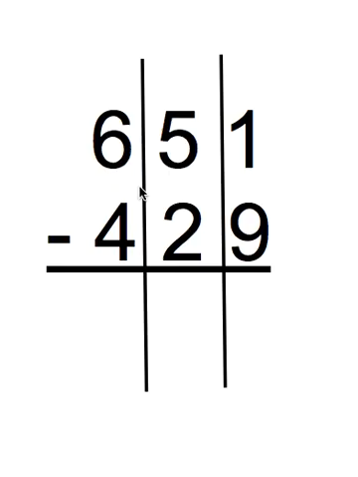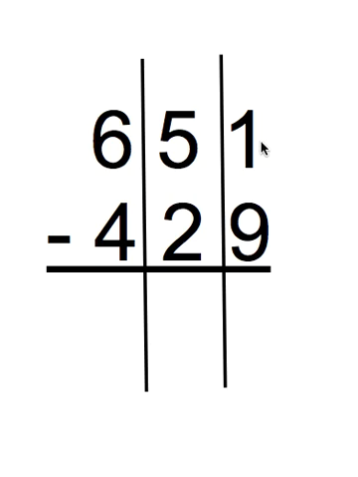So I have this problem in front of me, 651 minus 429. Just like we did when we subtracted two-digit numbers, we can use the regrouping strategy to help us. With the regrouping strategy, we start in the ones place.